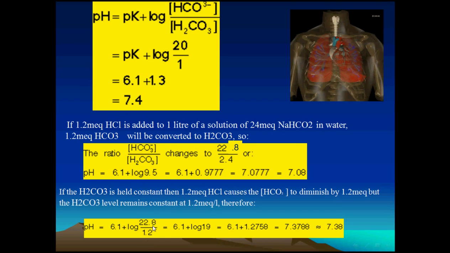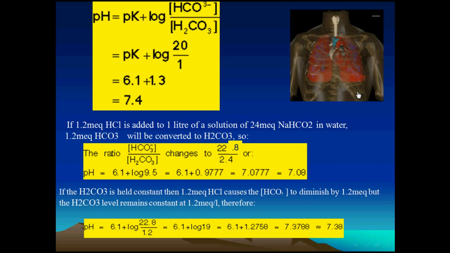So what remains is bicarbonate 22.8 over carbonic acid 1.2, the normal carbonic acid. This gives us 19. The logarithm of 19 is 1.28, so the pH will drop from 7.4 to 7.38. That's why this is a function of the system. This is a bicarbonate solution, but at the same time there should be a lung to get rid of the carbon dioxide. Otherwise, carbonic acid will increase and there will be a severe, large drop.